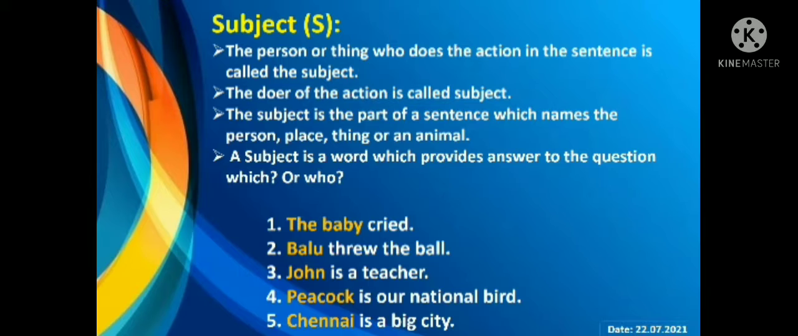Next, John is a teacher. Who is the teacher? Who is in the designation? John. John is the teacher. Next, peacock is our national bird. Here the subject is peacock. Chennai is a big city. Here Chennai is the subject.